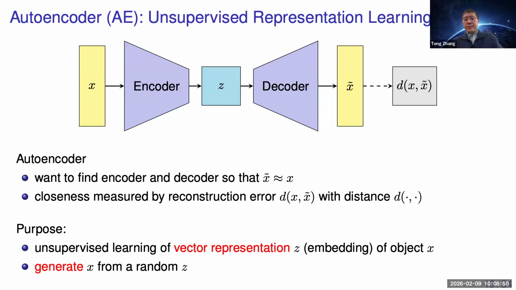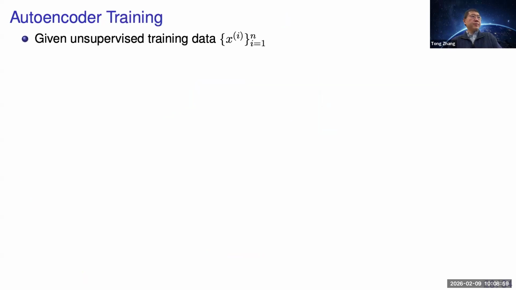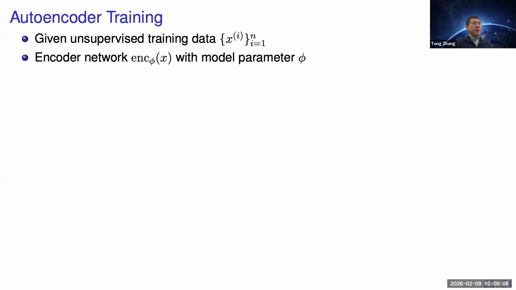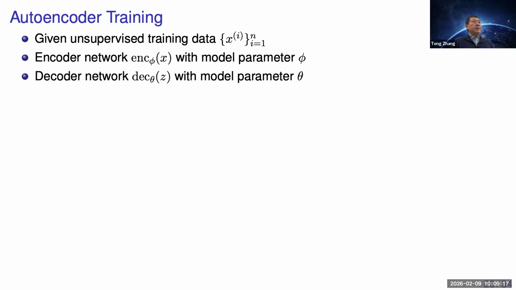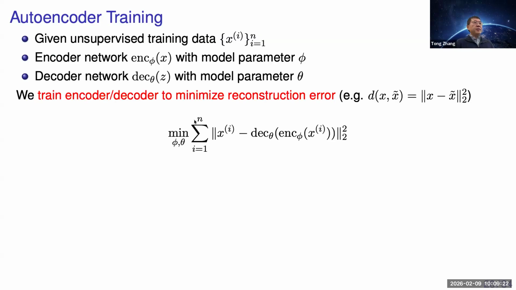So this is how it works, and we will talk about examples, and talk about training. Autoencoder training: you have unsupervised data, thinking about ImageNet without labels, right? So that's your data. Encoder network, you have a model parameter phi. Basically, it's neural nets. Decoder network, you have a model parameter theta, right? And this is your training.